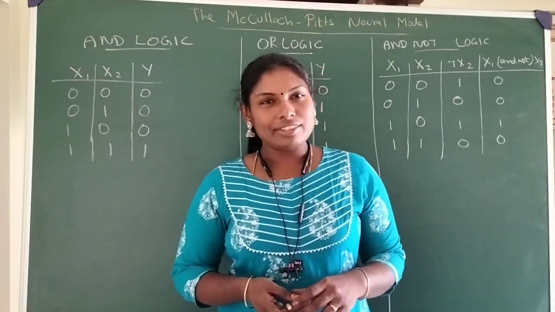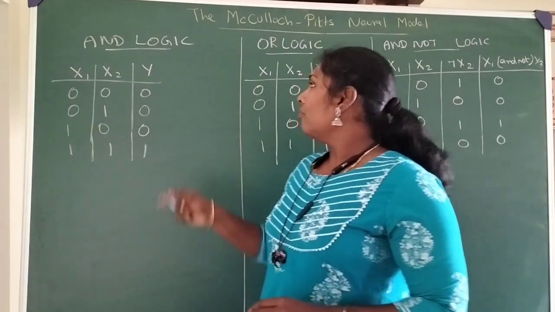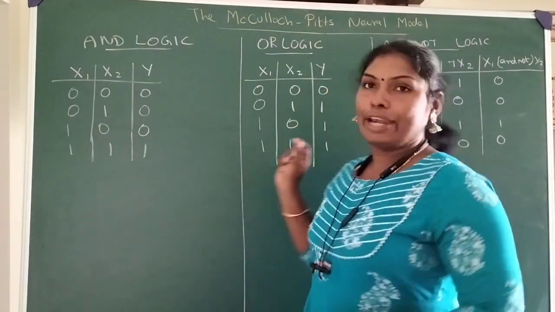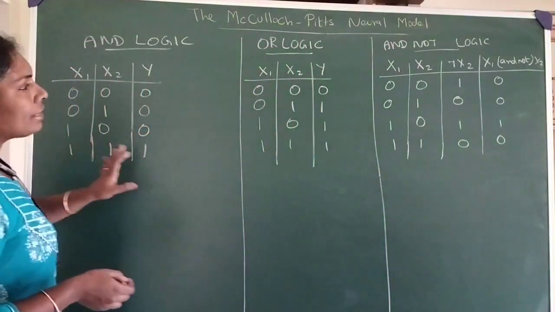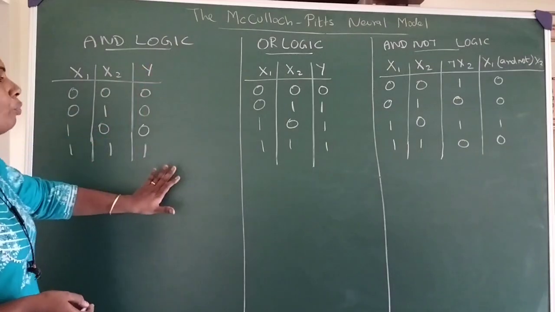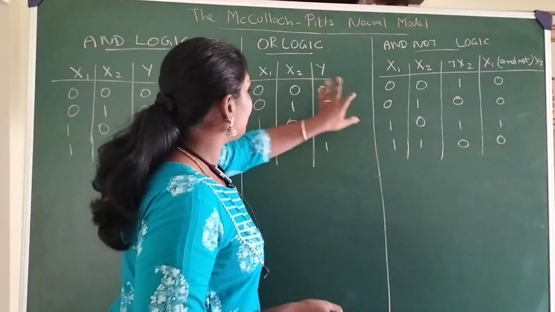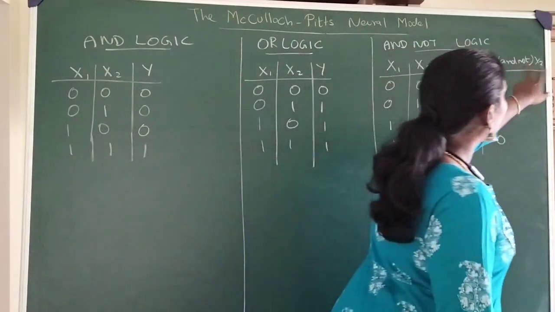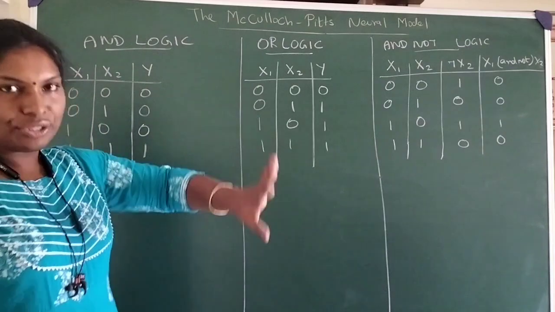Yeah, here we have taken three examples for McCulloch's neural network model. So here I have taken AND logic, OR logic and AND NOT logic. All the connections look similar, like you have x1, x2, and based on that you have an output value. It is AND of x1, x2, here it is OR of x1, x2, and here it is AND NOT of x1, x2. So here all the structures are similar.